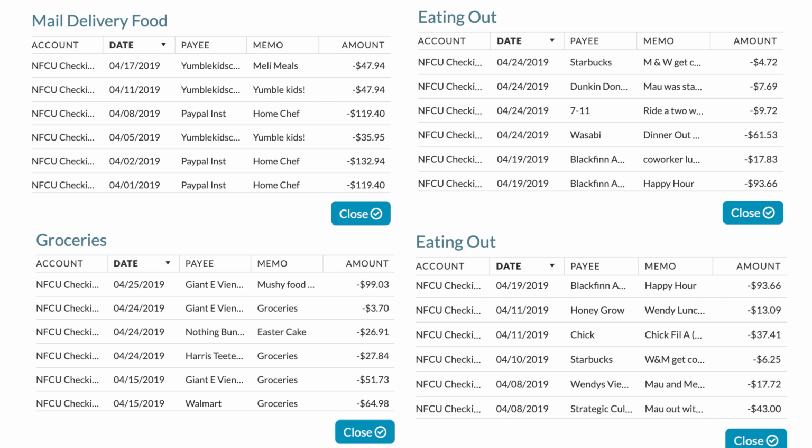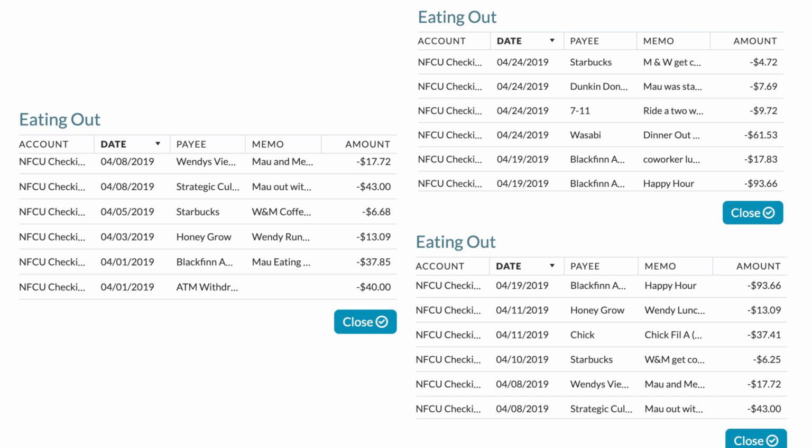So if you want to check out what we had, all of these items are here. You can see all of the groceries, just regular grocery stores. We did buy an Easter cake at Nothing Bundt Cakes, the little 12 individual bundtinis. I've heard they're amazing. I really wanted to eat one. I did not eat one. And I will admit, Mauricio and I had several bouts with Starbucks this month. That's a lot of eating out.